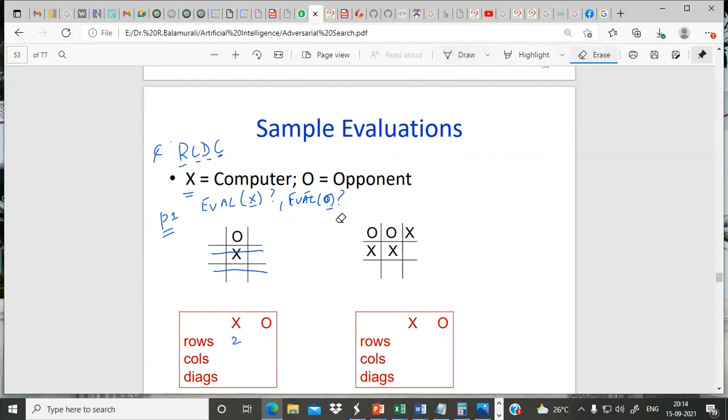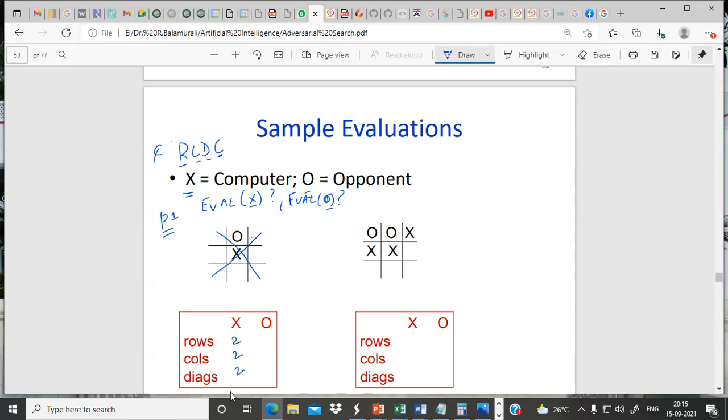Similarly, with respect to columns, what are the possibilities for computer? This is one possibility. This is another possibility. This one is not possible, it is already occupied. So this is also 2. In terms of diagonals, what is the possibility for the computer to win? This is one possibility and this is another possibility. So for both diagonals, it still has a chance.